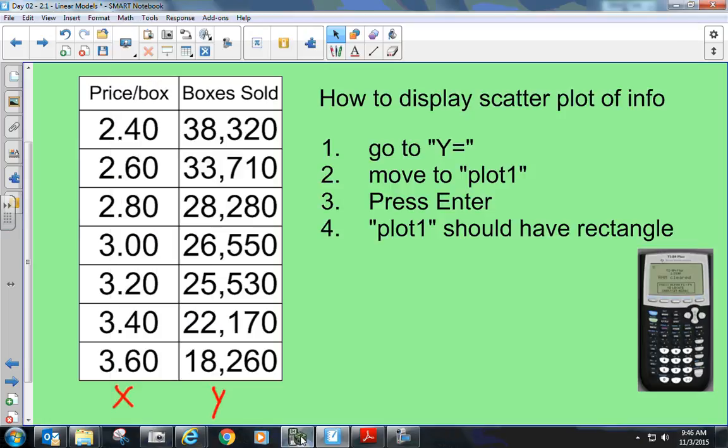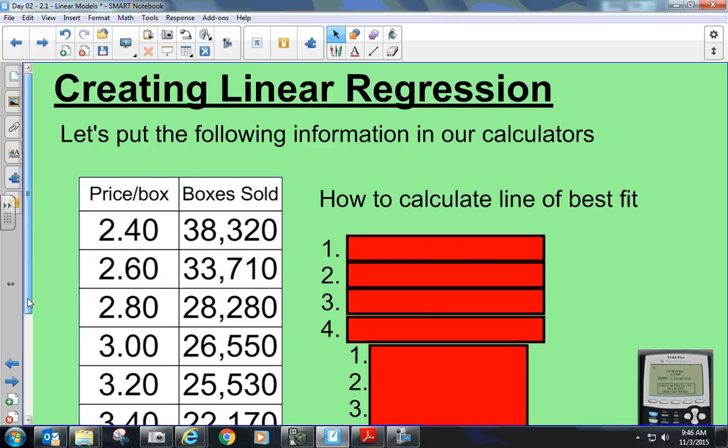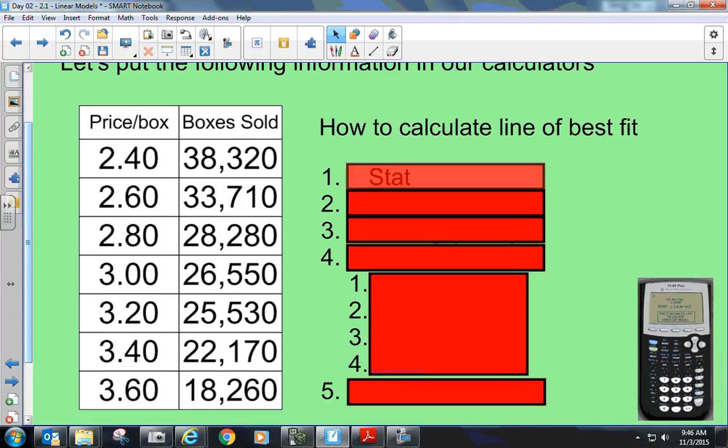So we have gone through entering the data and putting in the scatter plot. Let's create the line of best fit. All right. Now, we still have our table here. We go to stat, and we want to calculate. This assumes that you already have these entered in, and we do. We already did that to do the scatter plot.